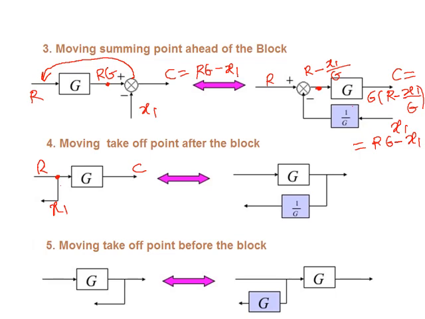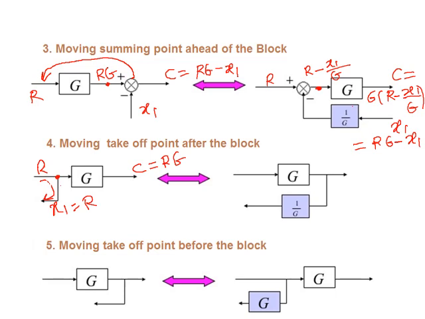Here the input is R. So what will be the output? Output is equal to gain times input, so the output will be RG. What about this signal? Though I have labeled this signal as x1, what is x1? x1 will be R.